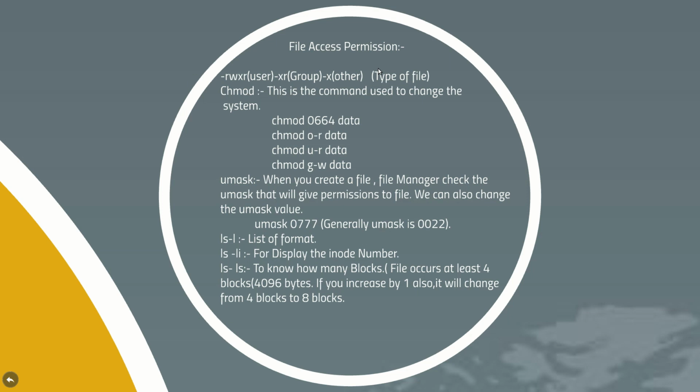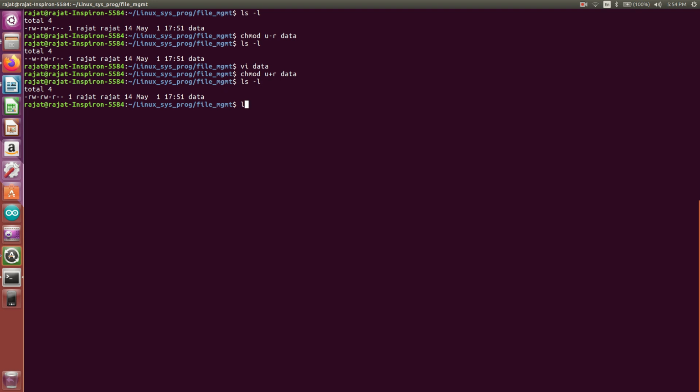Okay, so what is umask? When you create a file, the file manager checks the umask, which gives the permission to the file. We can also change the umask value by writing umask and the permissions you want to give. ls -l will give you the list format, and ls -li displays the inode number. I have used ls -l. If I use ls -li, as you can see here, this is your inode number.